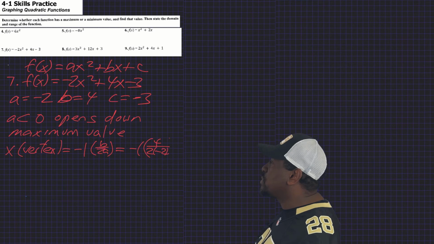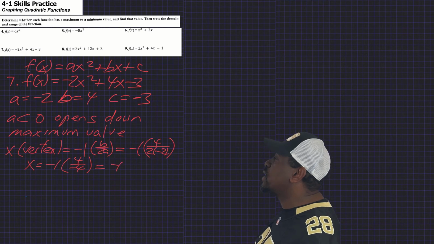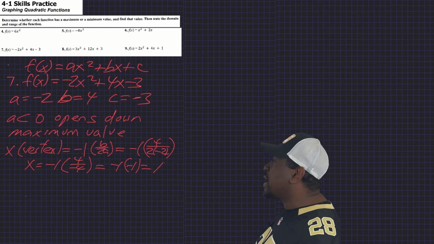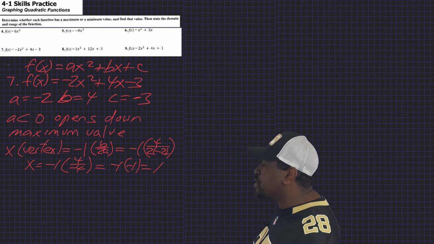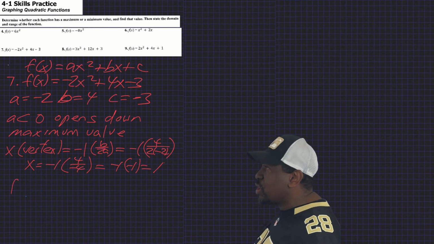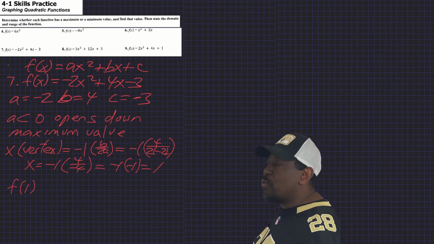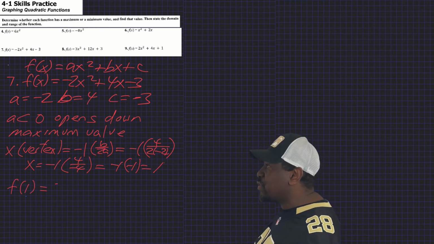Where b is, we substitute 4. Where a is, we substitute negative 2. Follow order of operations rules. 2 times negative 2 is negative 4, so we have 4 over negative 4. 4 divided by negative 4 is negative 1, so our last calculation will be negative 1 times negative 1, so x is equal to 1. So the x coordinate is 1. In order to find the maximum value, we need to find our f when x is equal to 1, or f of 1.